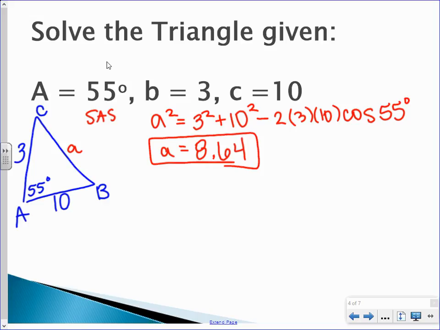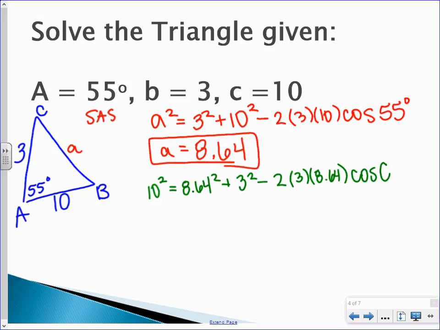So if we're going to solve for angle C, that means we need side c all by itself on the other side. c squared equals a squared plus b squared minus 2 times b times a times the cosine of angle C.